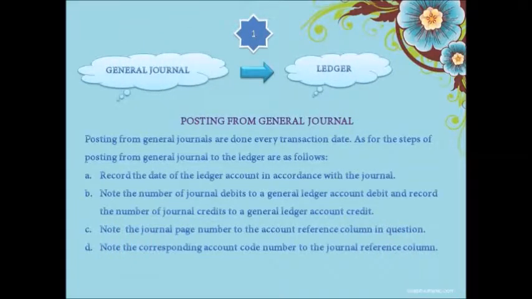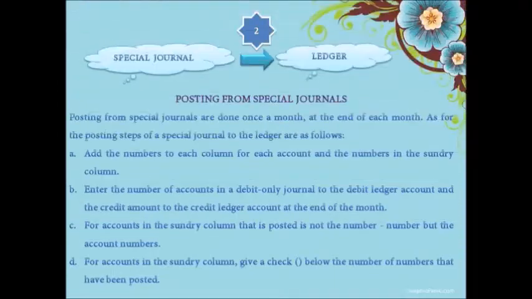There are two ways of posting. 1. Posting from general journal. Posting from general journal is done on every transaction date. The steps of posting from general journal to the ledger are as follows. A. Record the date of the ledger account in accordance with the journal. B. Note the number of journal debits to the general ledger account debit and record the number of journal credit to the general ledger account credit. C. Note the journal page number in the account reference column in question. D. Note the corresponding account code number in the journal reference column.